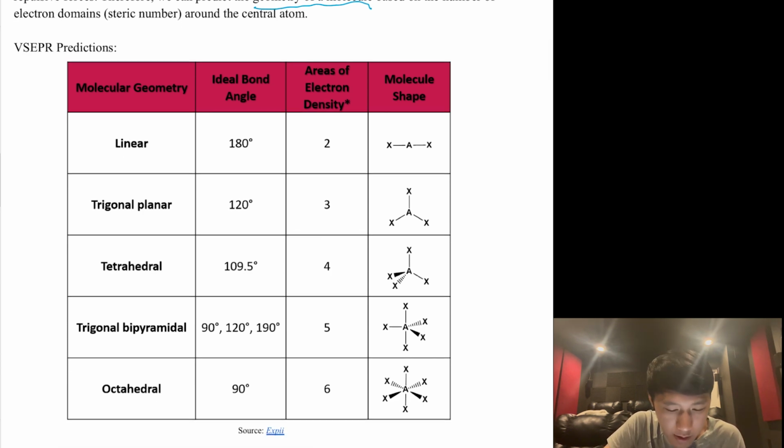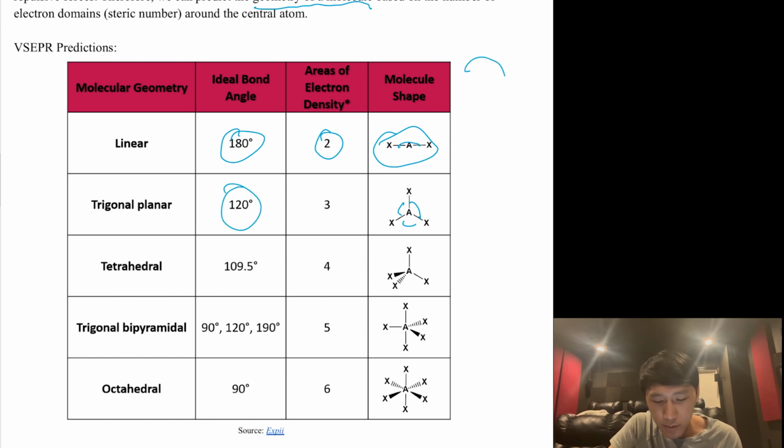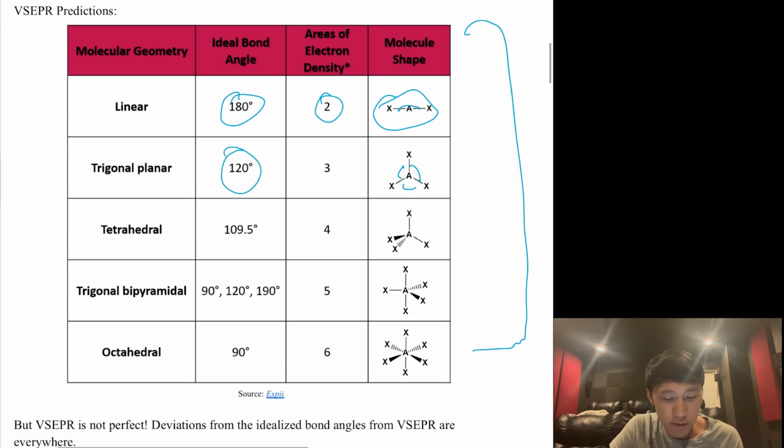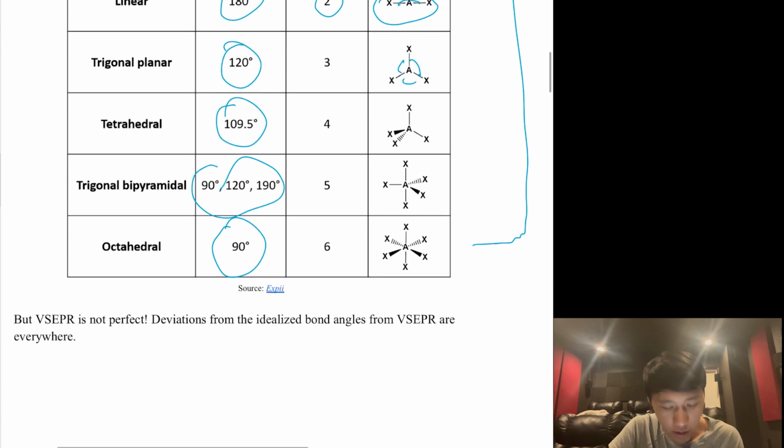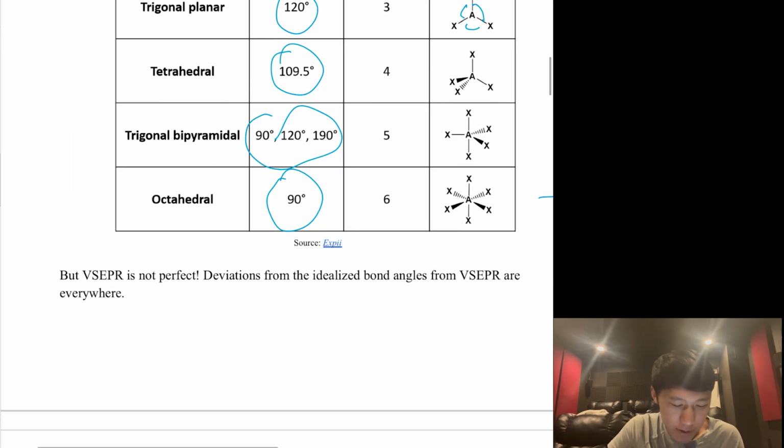Around the central atom. So we know that when there's two electron domains, we expect a linear shape with a 180-degree bond angle. Trigonal planar, we expect all three of them to lie in the same plane and 120 degrees apart to maximize the distance from each other. We could keep going, but there are all of these different predictions, and they all predict some sort of idealized bond angles with each other. But with experimental evidence, we can see that VSEPR is not perfect, and we can see deviations from VSEPR everywhere.